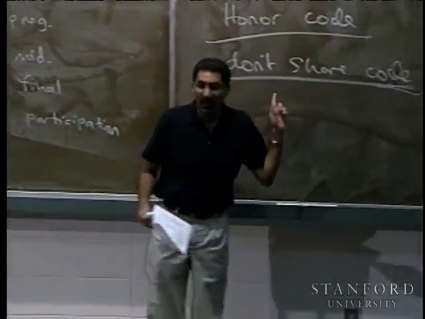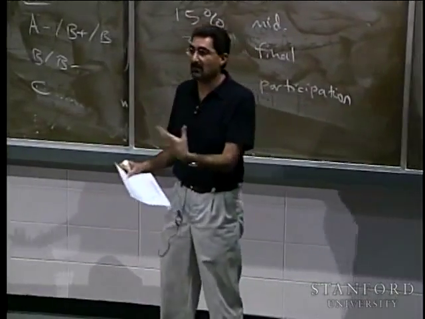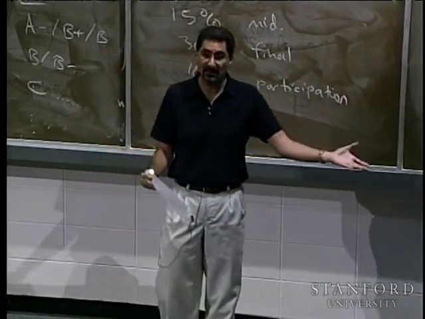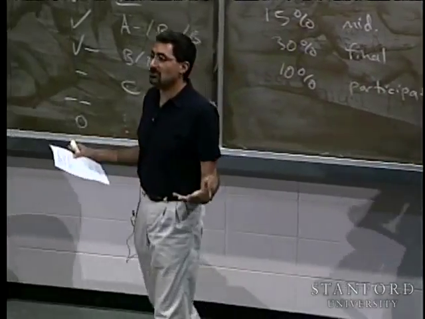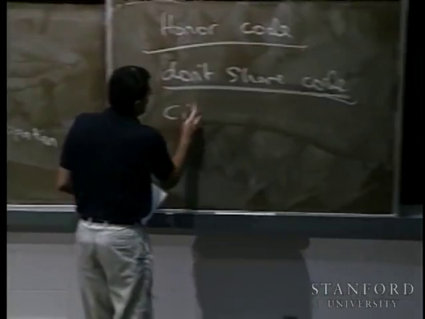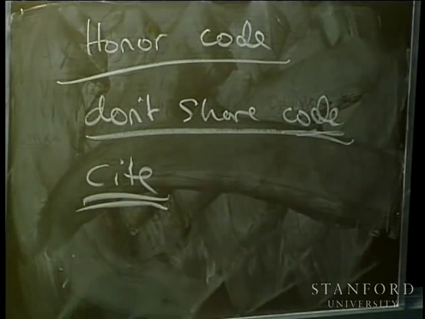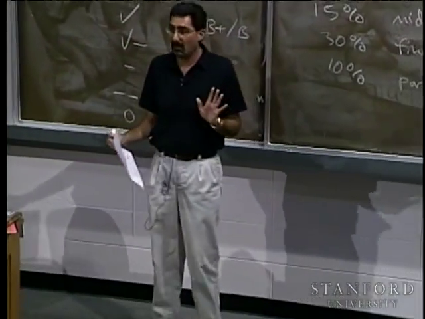So don't share code. The other thing is, if you talk to other people, like if you have a study group to talk about solution approaches, or you talk to the TA or your section leader about how you should approach a problem, and they give you a lot of hints as to how to do it, cite collaboration. So citing collaboration gets you out of trouble. Any collaboration that you cite, you cannot be held responsible for under the honor code.